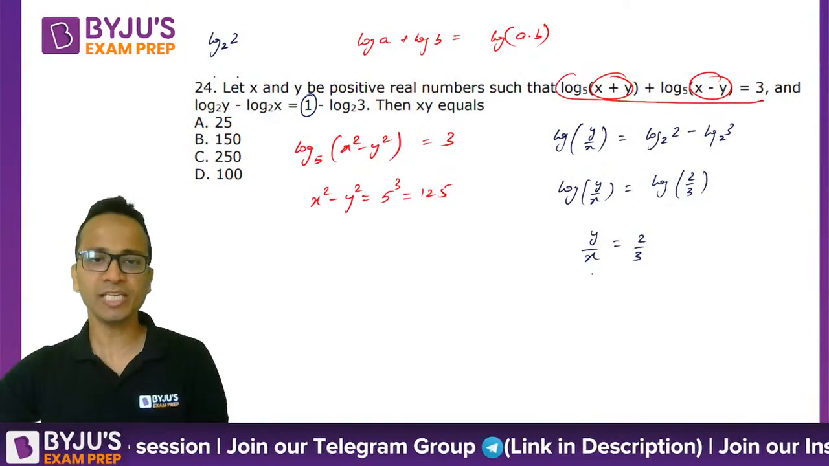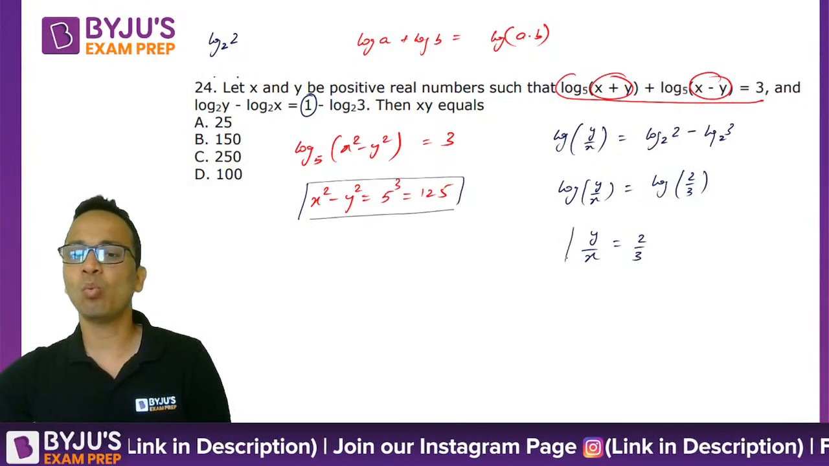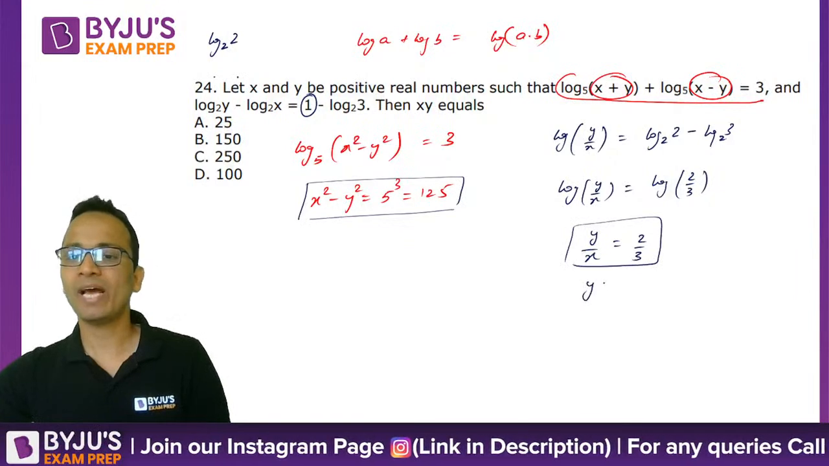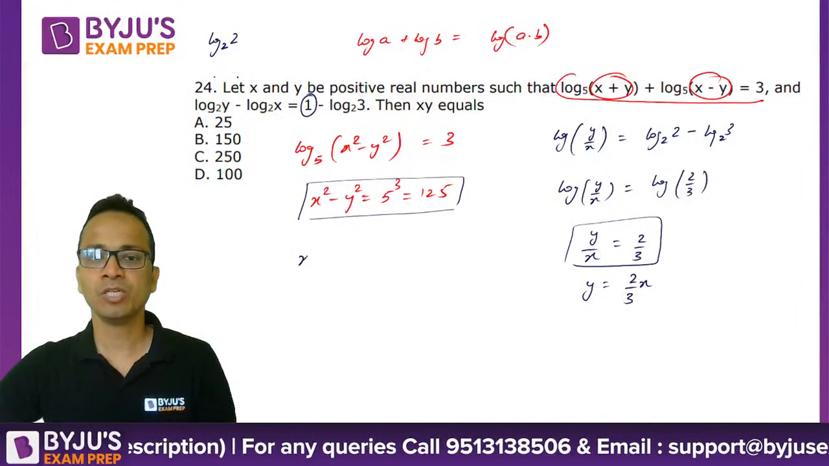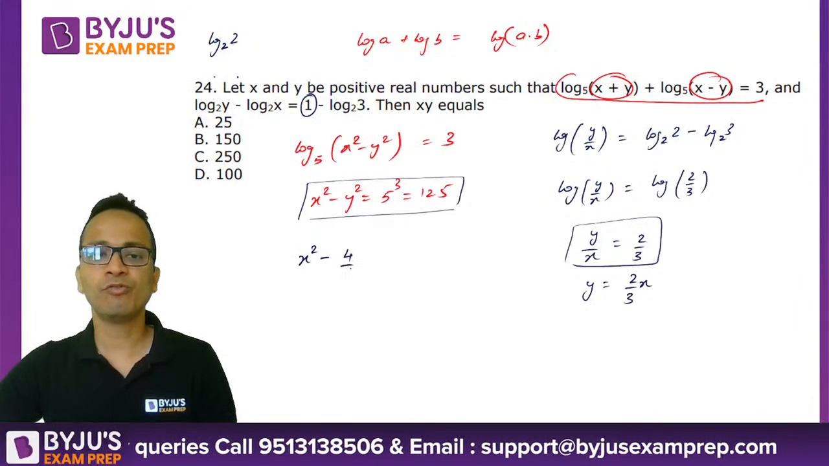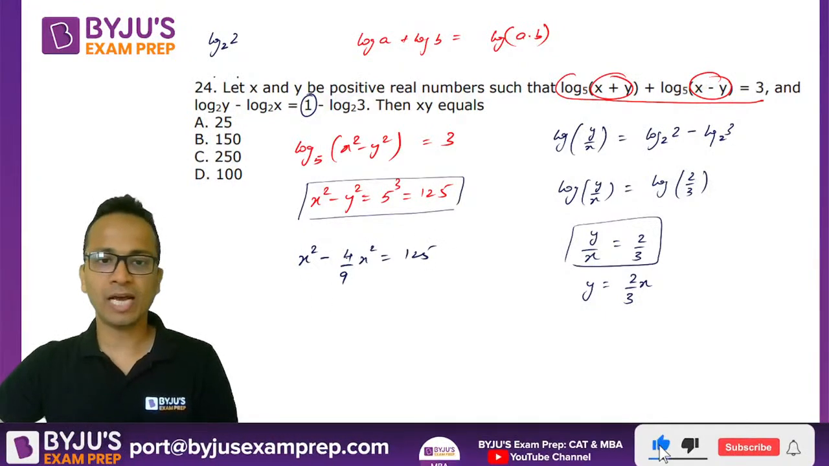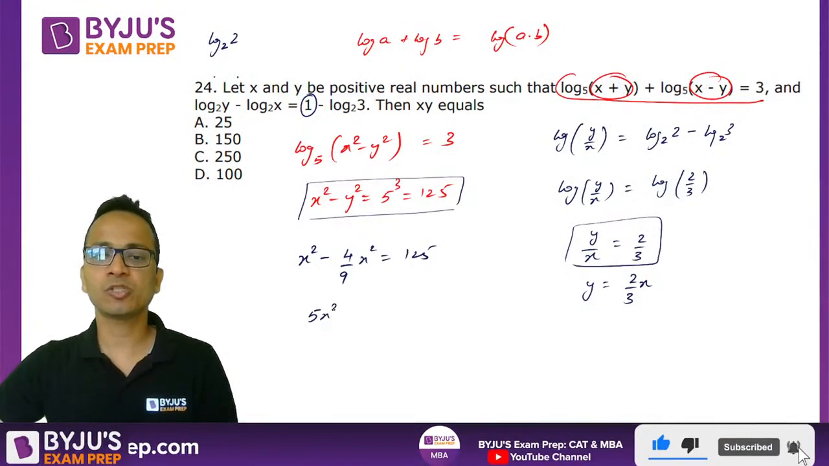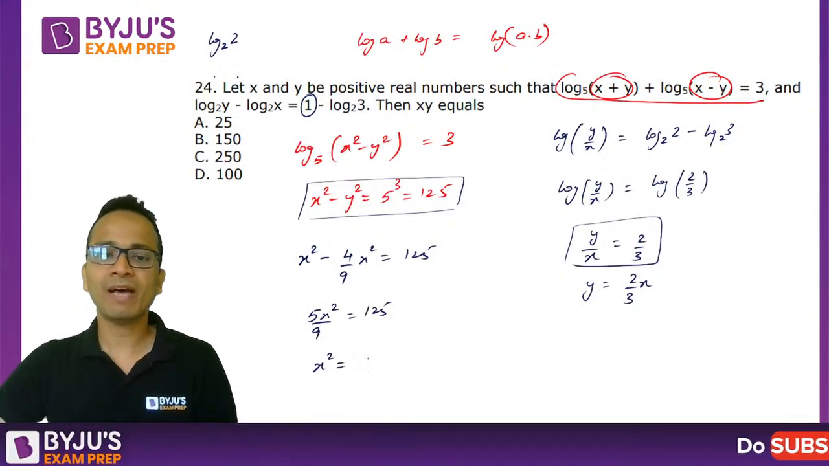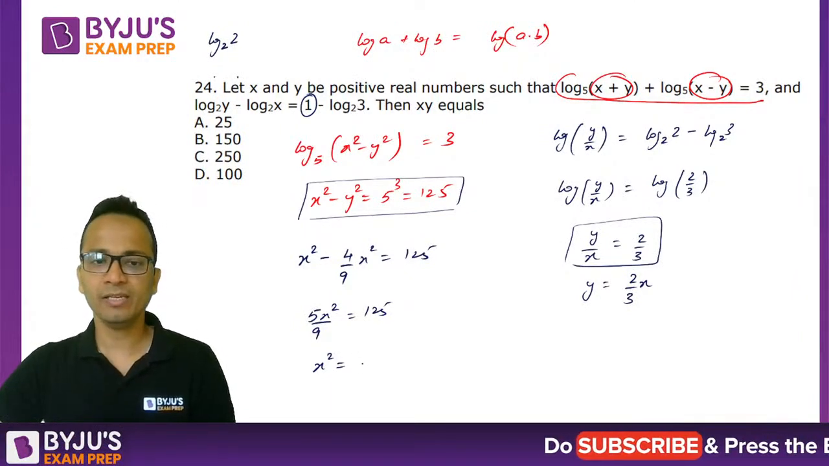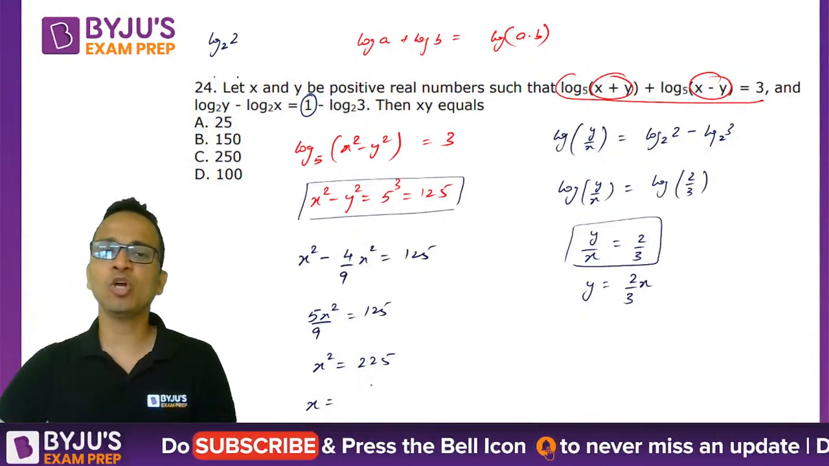Okay. चलिए, अब दो इक्वेशंस है मेरे पास. x square minus y square is 125 and y upon x is 2 upon 3. So y का वैल्यू यहां से उठाओ 2 upon 3x and substitute कर दो फर्स्ट इक्वेशन में. So it will give you x square minus 4 upon 9x square equals 125. So 5x square upon 9 equals 125. So x square का वैल्यू आ जाएगा 25 into 9, that is 225. So the value of x will be either plus 15 or minus 15.